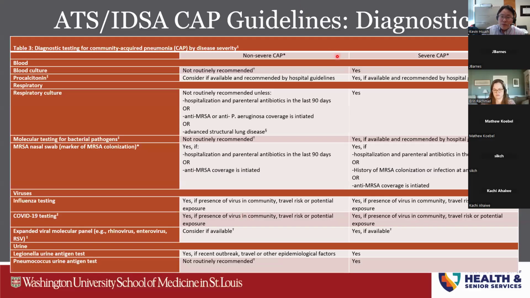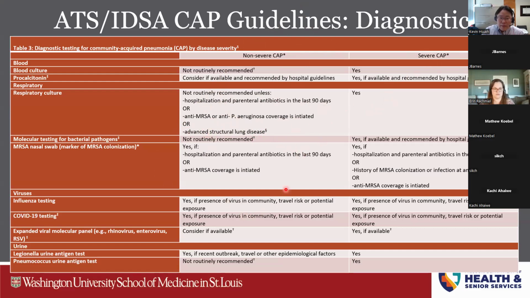And then it breaks down recommendations based on whether or not somebody is non-severe or severe. In terms of diagnostics, it recommends not doing blood cultures or respiratory cultures unless you have some concern that the person has resistant bacteria: hospitalization in the last 90 days, anti-MRSA or anti-Pseudomonal coverage being started, or advanced structural lung disease. Or if you have severe CAP, basically you should do it all the time.